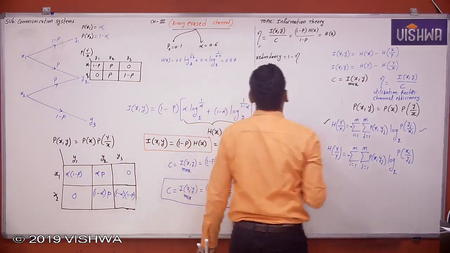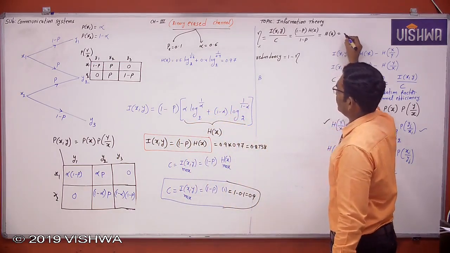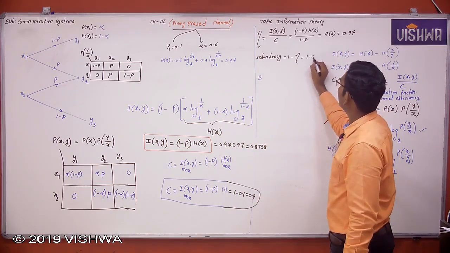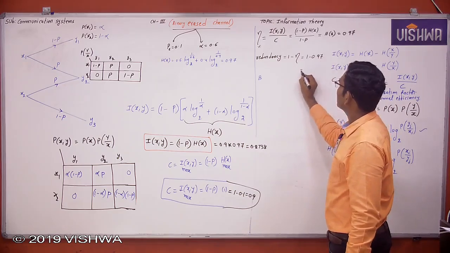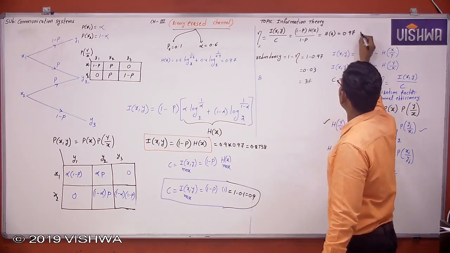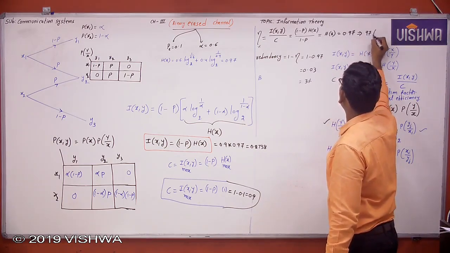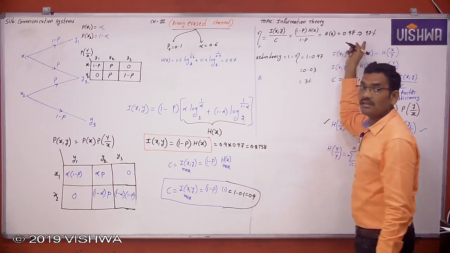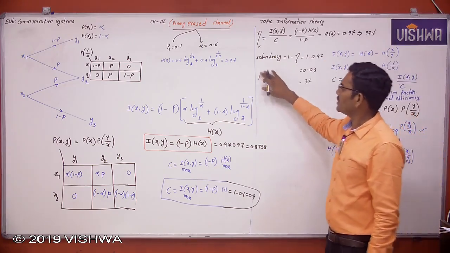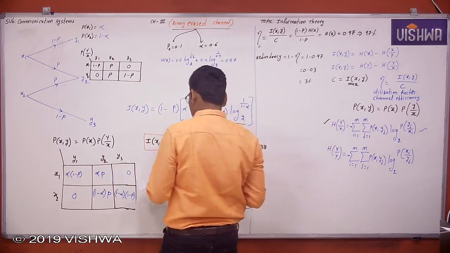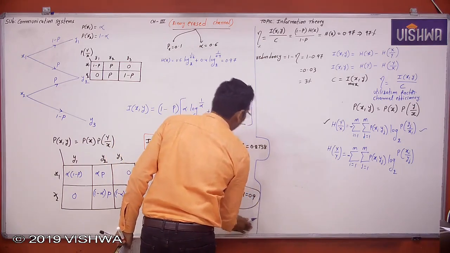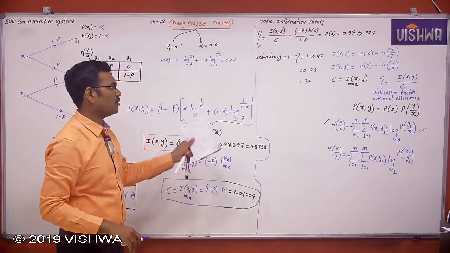Now the efficiency or utilization factor is nothing but h of x. What is h of x? 0.97, and redundancy is 1 minus 0.97, which is 0.03, which is 3% redundancy, and efficiency is 97%. So we are using 97% of the channel capacity, and we are not utilizing only 3% of it. Okay. Now this is the binary erasure channel, and in the binary erasure channel we find channel capacity, mutual information, and all these things.